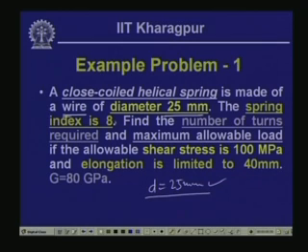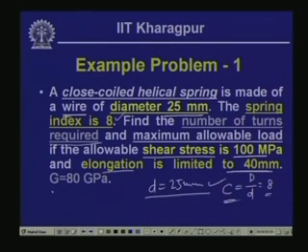The spring index value is given as 8, and as you know, spring index C equals capital D by small d, and the value of that spring index is 8. You will have to find out the number of turns that are required and the maximum allowable load if the allowable shear stress is 100 megapascal, and elongation of the spring is limited to 40 millimeter. The value of the shear modulus G is given as 80 gigapascal. So, what you need to do is find out the number of turns, that means the value of N, and the maximum allowable load, the P, that can be allowed on this particular spring.